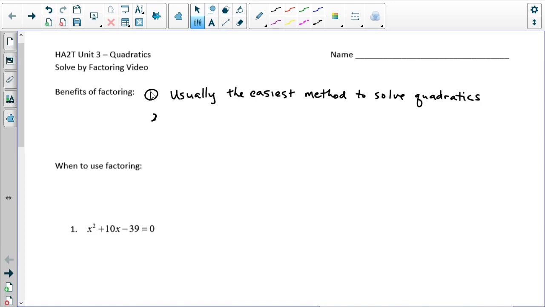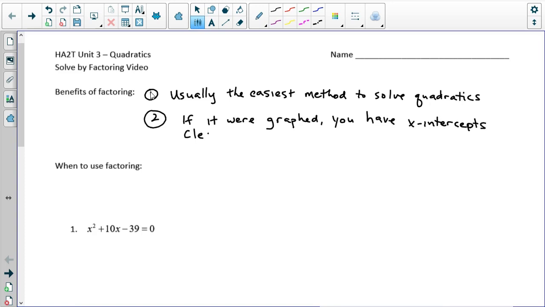And then another clear benefit is that if it were graphed, you have x-intercepts clearly visible when you factor the equation.